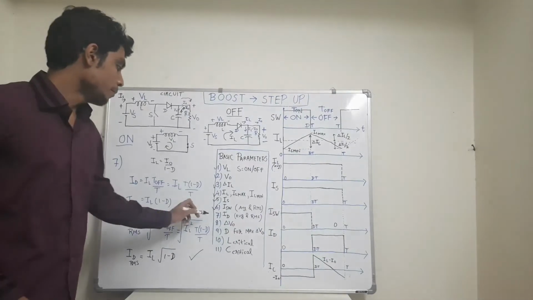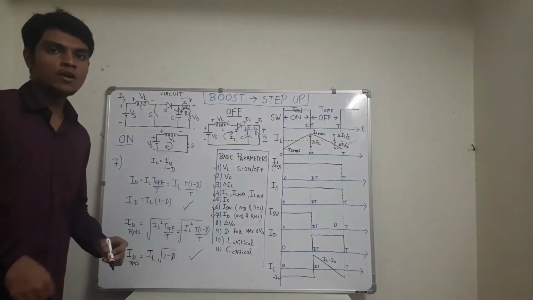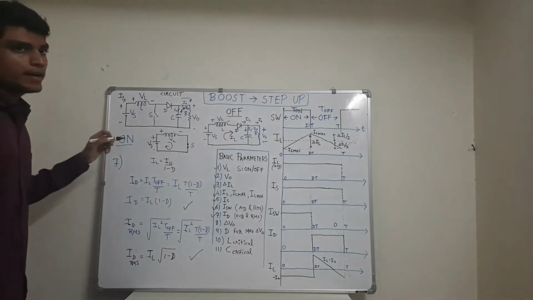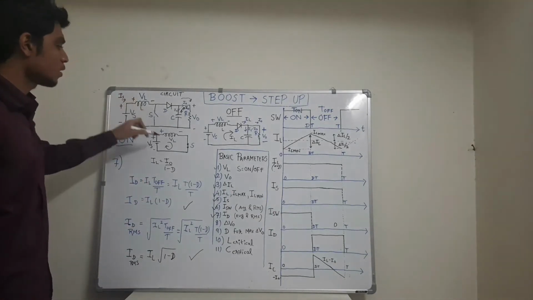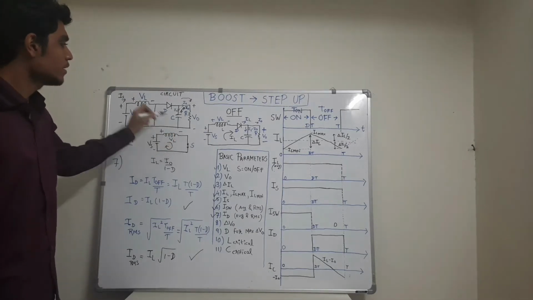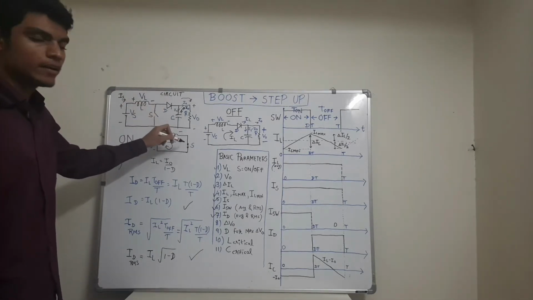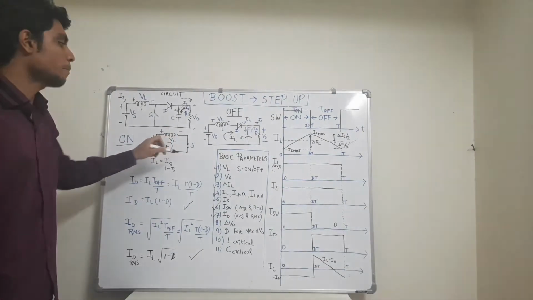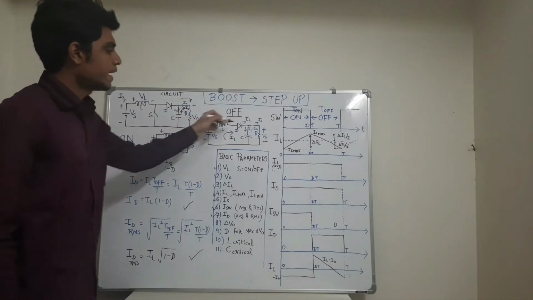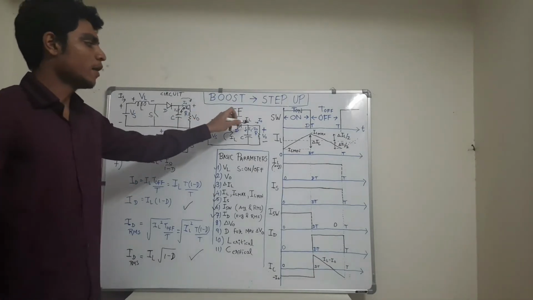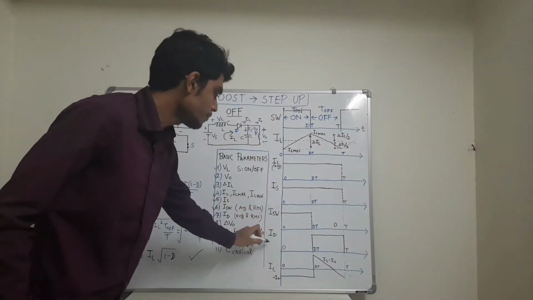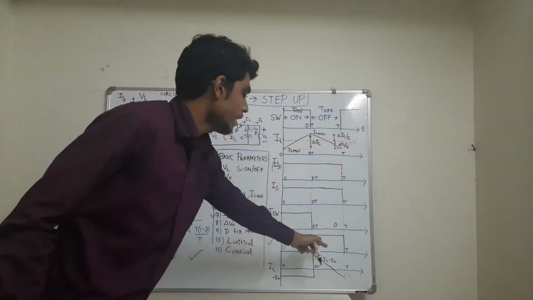So the seventh parameter is I_D, diode current, average and RMS value. You can see that whenever the switch is closed, no inductor current flows through the diode as the complete inductor current gets passed through the switch. But when the switch is turned off, inductor current flows through the diode into the load. So the diode current waveform can be drawn like this.